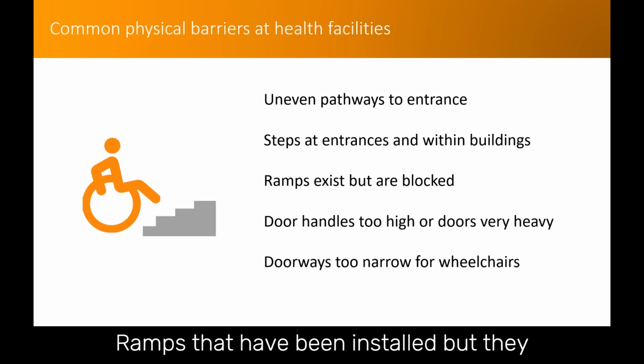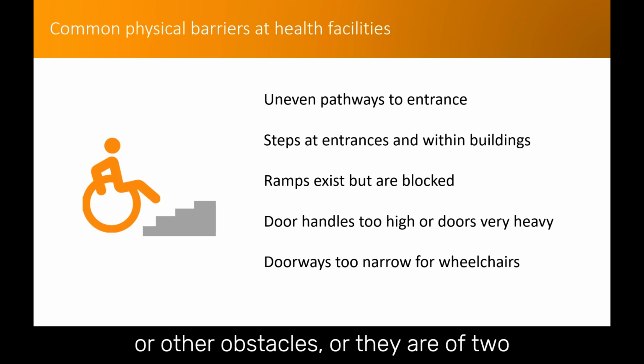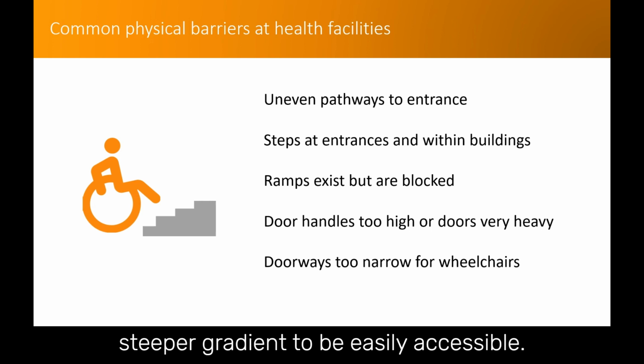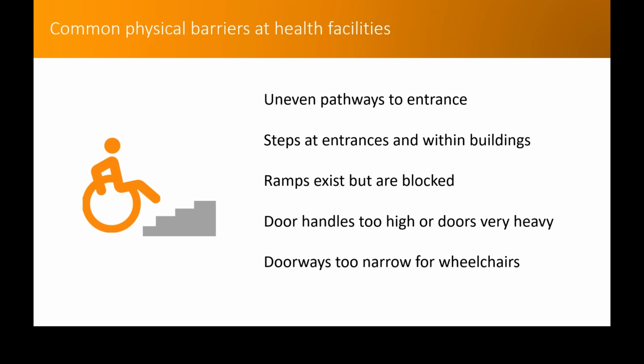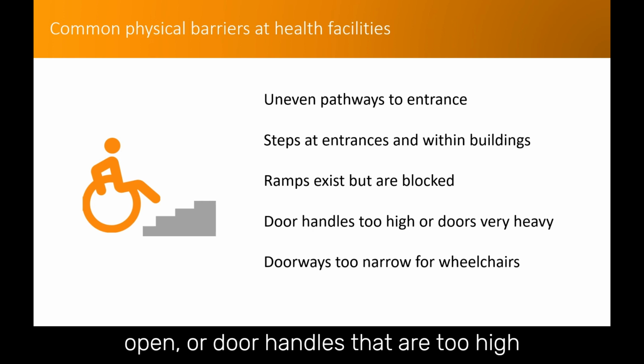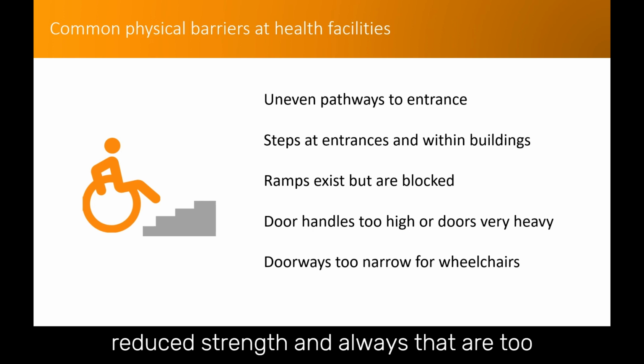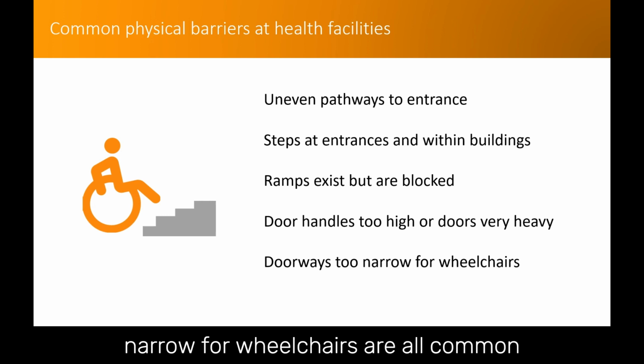Ramps that have been installed, but they are blocked by motorbikes parked on them or other obstacles, or they are of too steep a gradient to be easily accessible. Doors that are very heavy and hard to open, or door handles that are too high or difficult to manipulate if you have reduced strength, and doorways that are too narrow for wheelchairs are all common barriers.